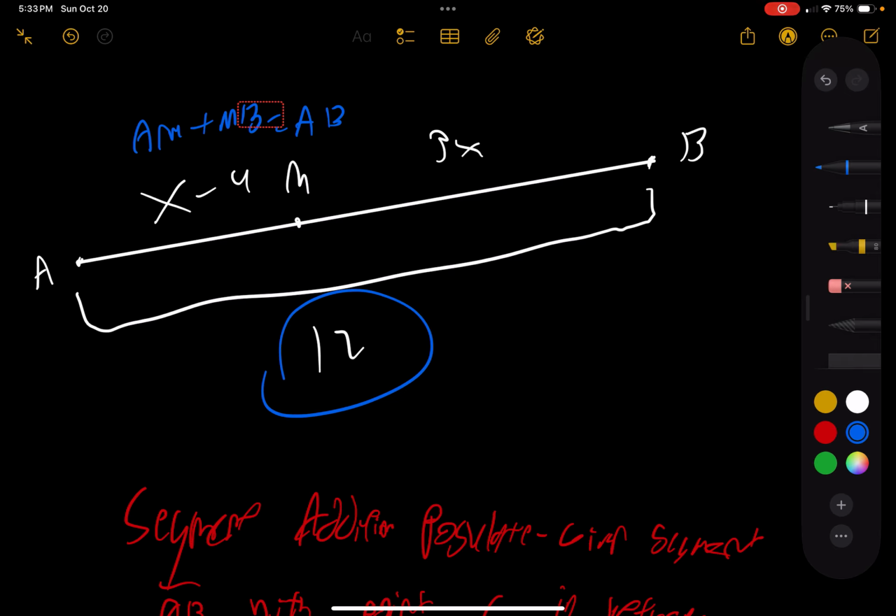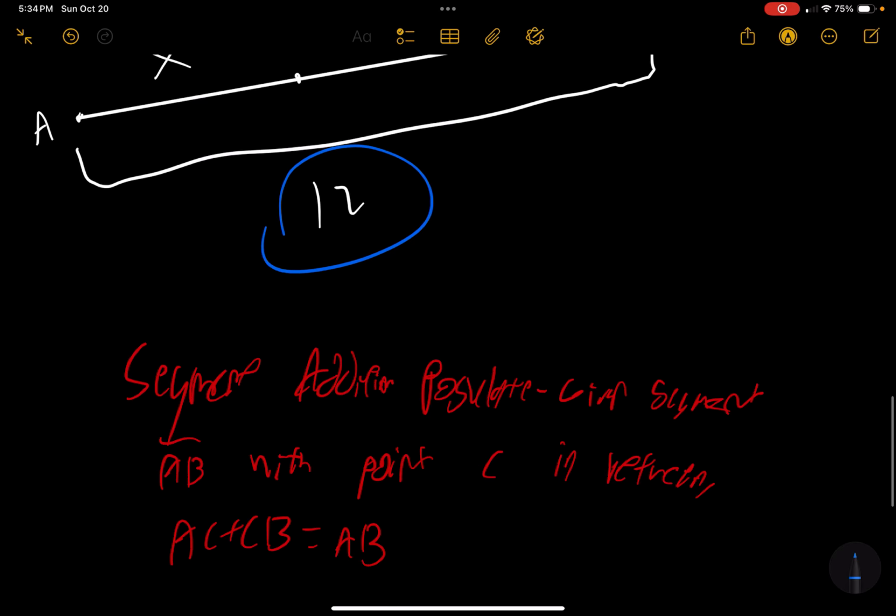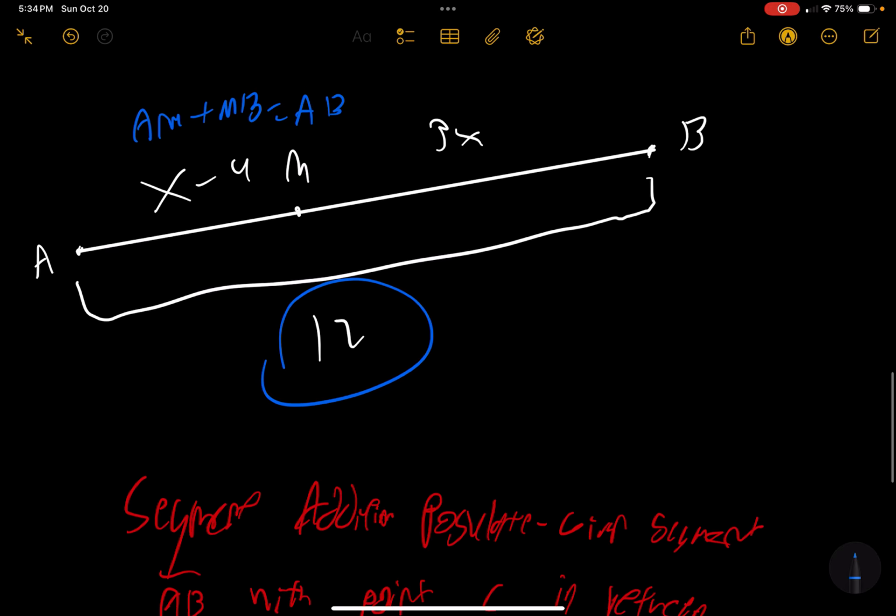And now let's talk about a postulate. What exactly is a postulate? A postulate is actually really simple to understand. A postulate is just something that cannot be proven true, but it is assumed. So you cannot prove that the segment addition postulate is true, but it is assumed true. So that's what a postulate is.